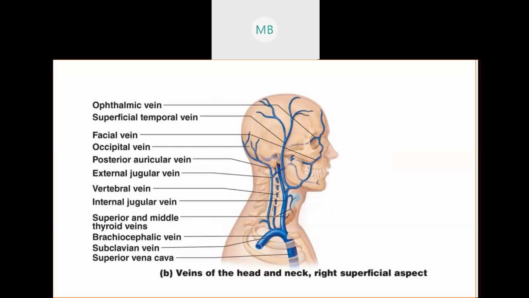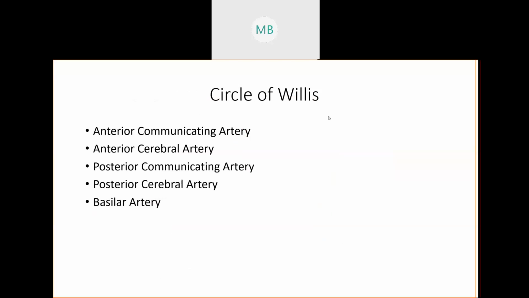The next thing we are going to go over, though, are the series of arteries that are in the brain called the Circle of Willis. So if you need to pause this right here, go for it. Otherwise, I'm going to continue on with your Circle of Willis.